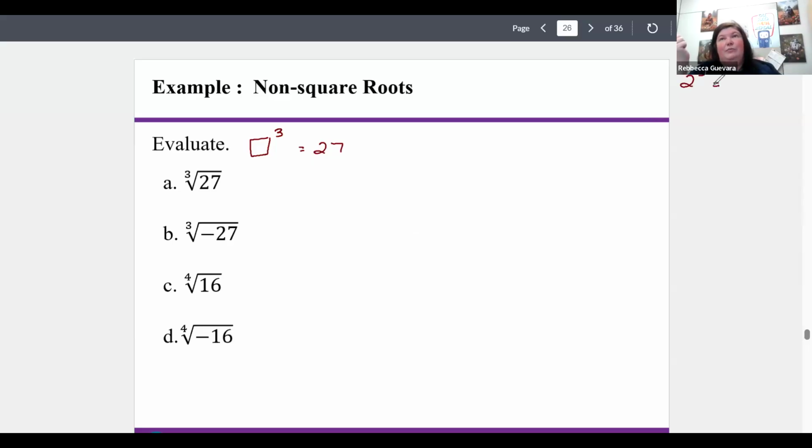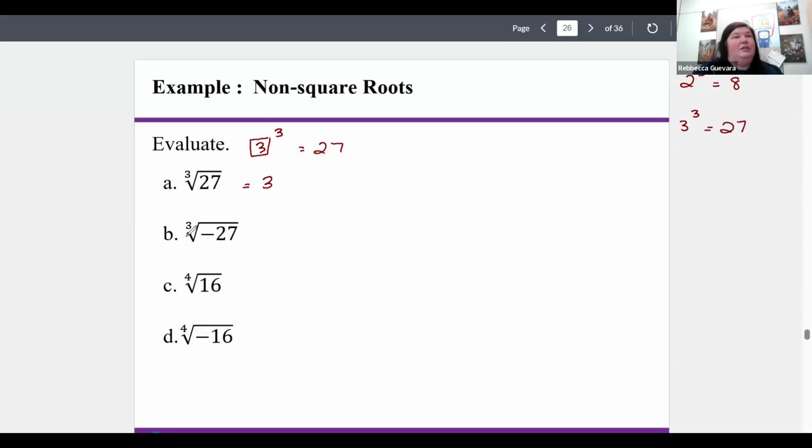Like 2 cubed, that's just going to be 8. 3 cubed, that's going to be 27. So if I do that, I see what's going to work here is 3. So my only answer is 3.